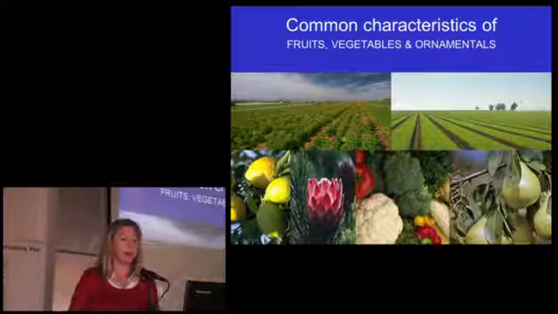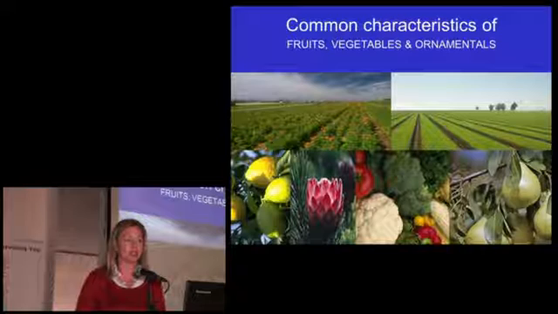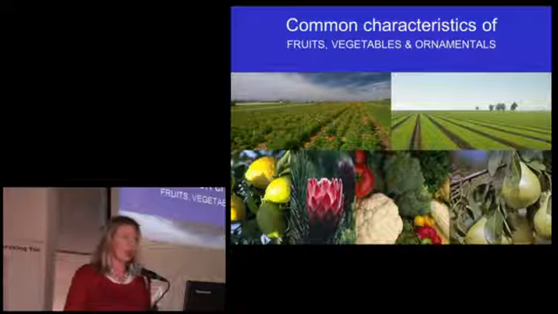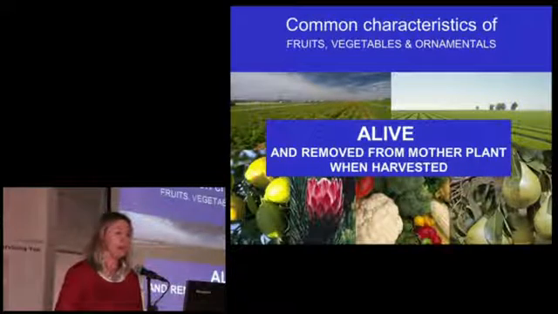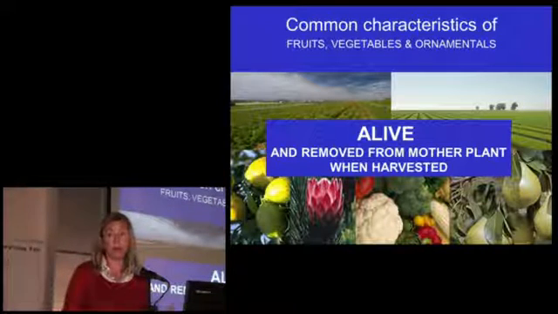Okay, what are the common characteristics of any fruit and vegetable, or any ornamentals that are harvested? They are all alive, and we harvest them, so we remove them from the mother plant. They have this little package that they need to survive with for the rest of that journey. And what the intended use is depends on how long that journey will be and when we harvest.